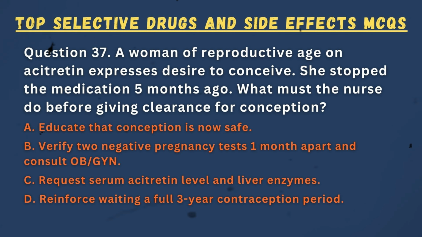Question 37. A woman of reproductive age on acitretin expresses desire to conceive. She stopped the medication 5 months ago. What must the nurse do before giving clearance for conception? A. Educate that conception is now safe. B. Verify 2 negative pregnancy tests 1 month apart and consult obstetrics and gynecology. C. Request serum acitretin level and liver enzymes. D. Reinforce waiting a full 3-year contraception period.